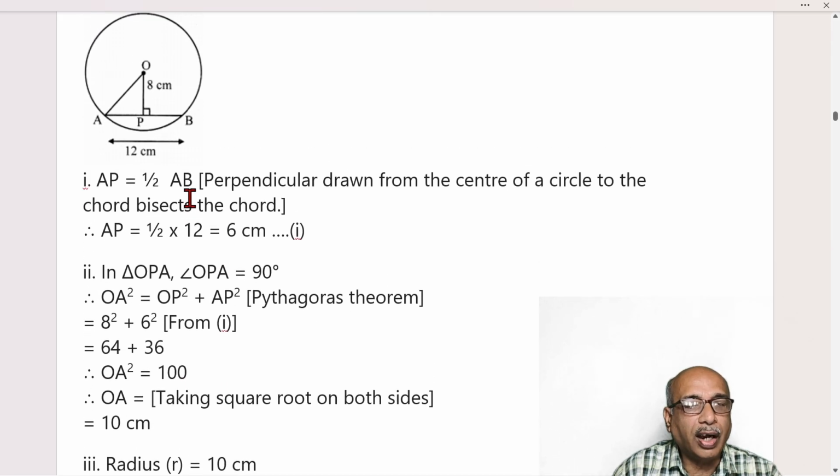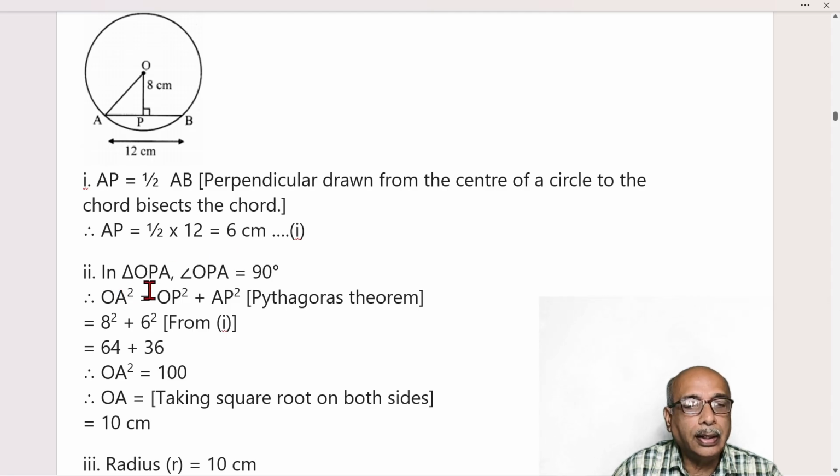AP equals half of AB, because the perpendicular drawn from the center of a circle to the chord bisects the given chord. Please don't forget to write the reason. Don't forget to draw the diagram also. AP equals half into 12 equals 6 cm.